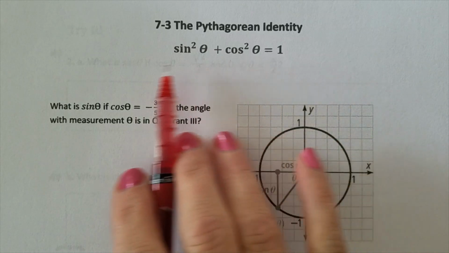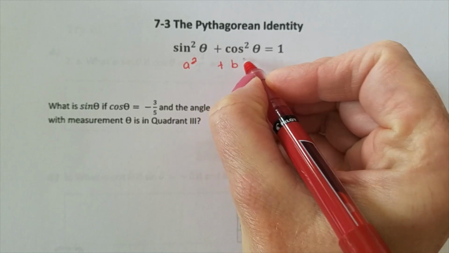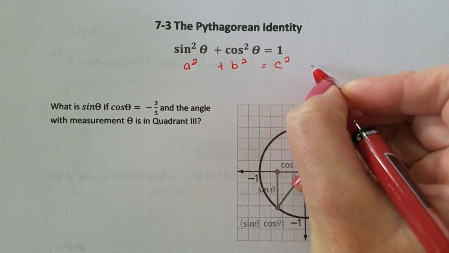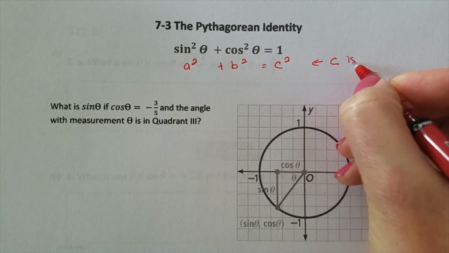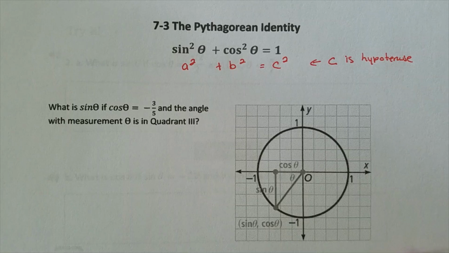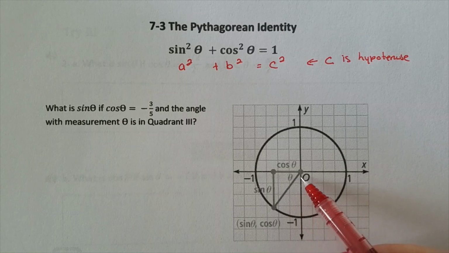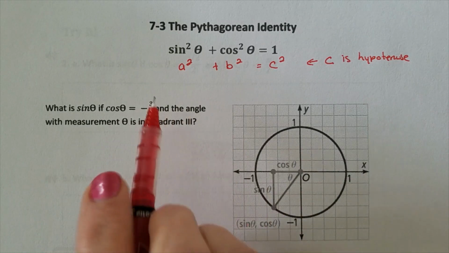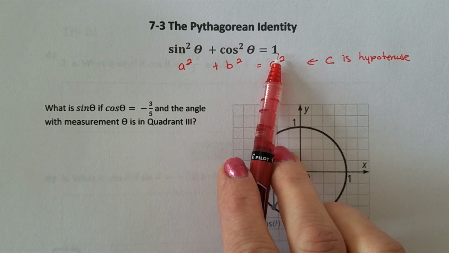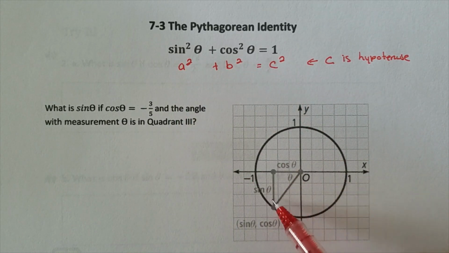Now, if you remember, the Pythagorean theorem says a squared plus b squared equals c squared, where c is the hypotenuse. Well, recall that if we're in a unit circle, my hypotenuse is a unit, which is 1. That's my radius. So therefore, we get sine squared plus cosine squared theta equals 1. And of course, sine and cosine, those are your sides. So you're still saying a squared plus b squared equals c squared.